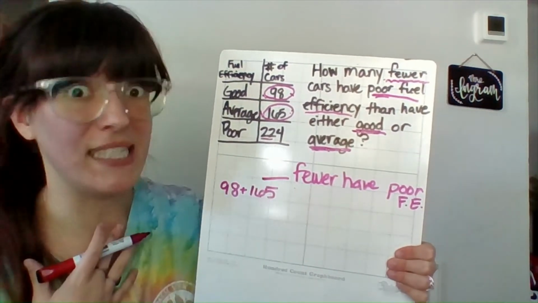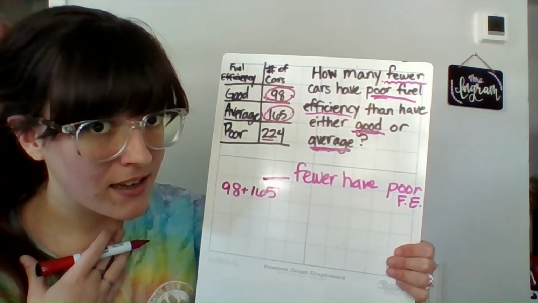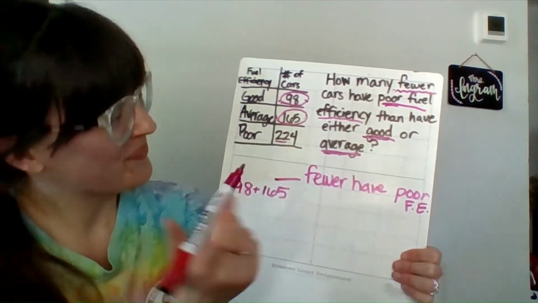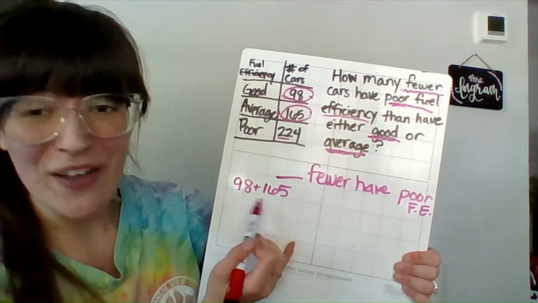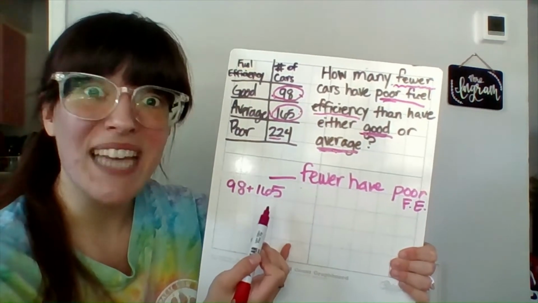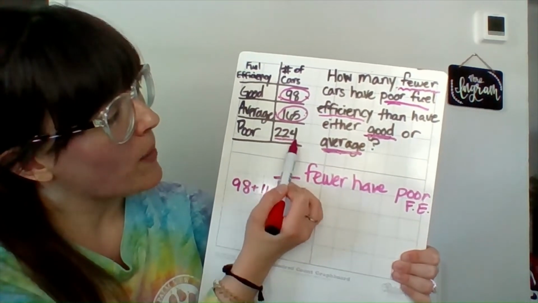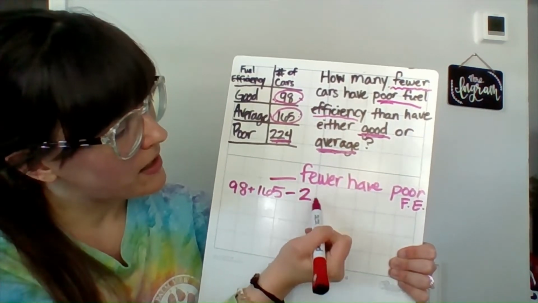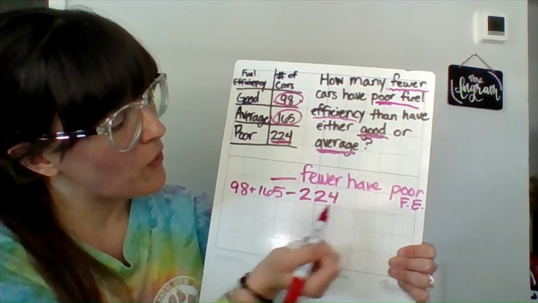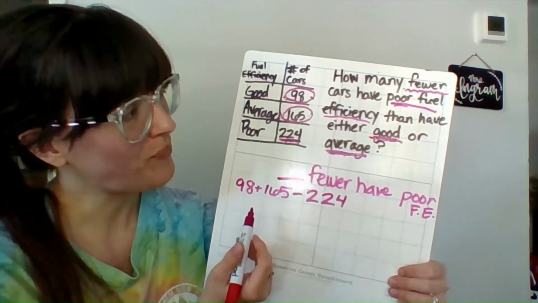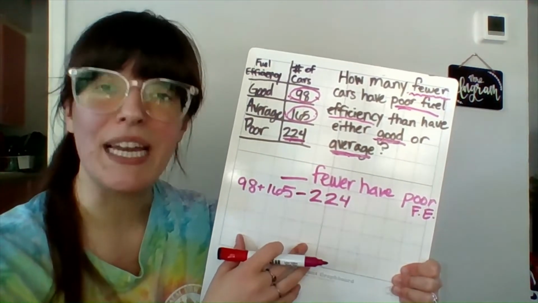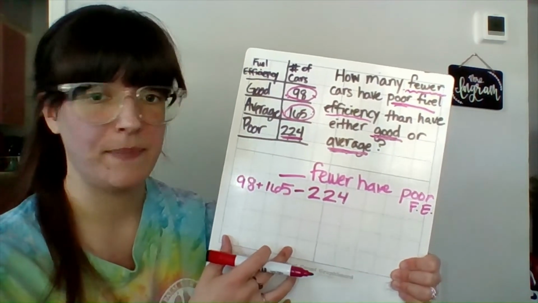And we know that a difference is the answer to a subtraction problem. So I know that after I find my answer here, I'm going to have to subtract out however many have poor. So I know I'm going to be subtracting my 224 from my poor. So I've got my number sentence. Now it's time for me to chunk and solve.